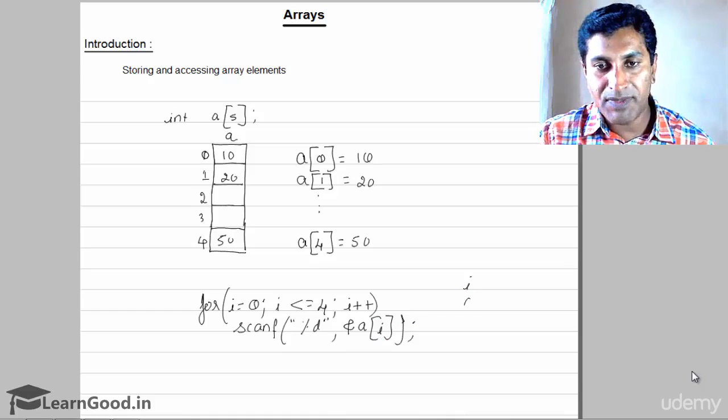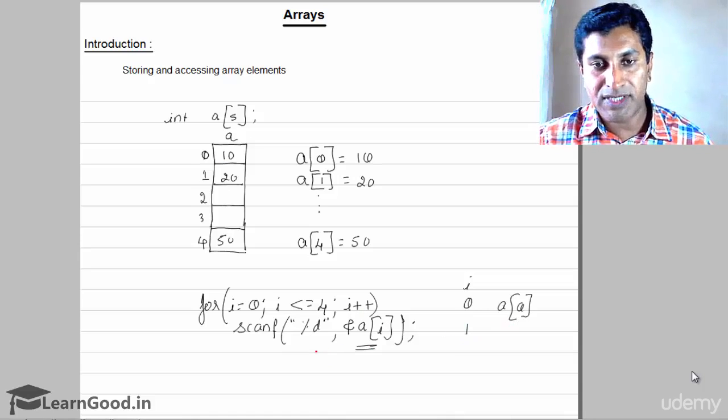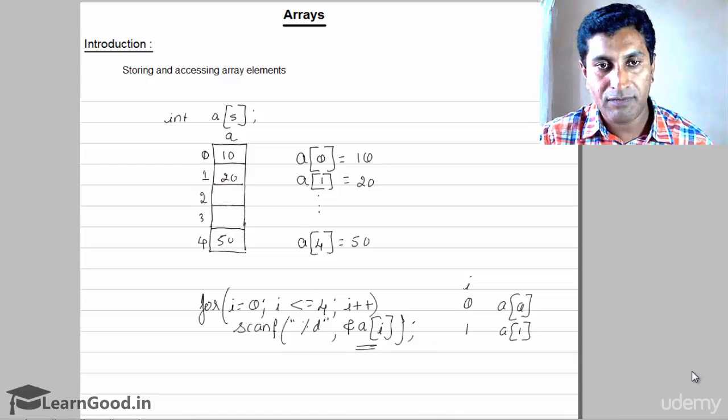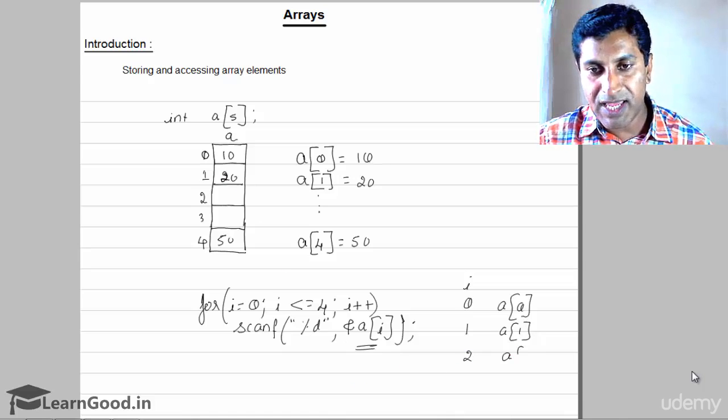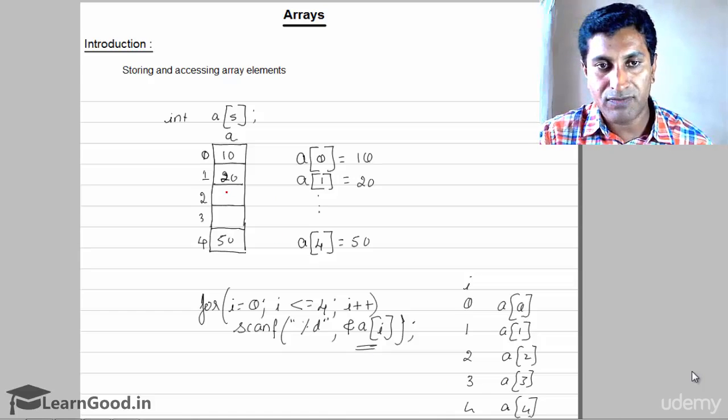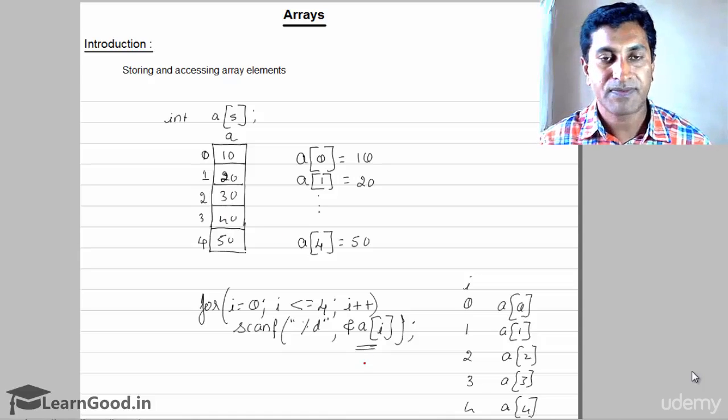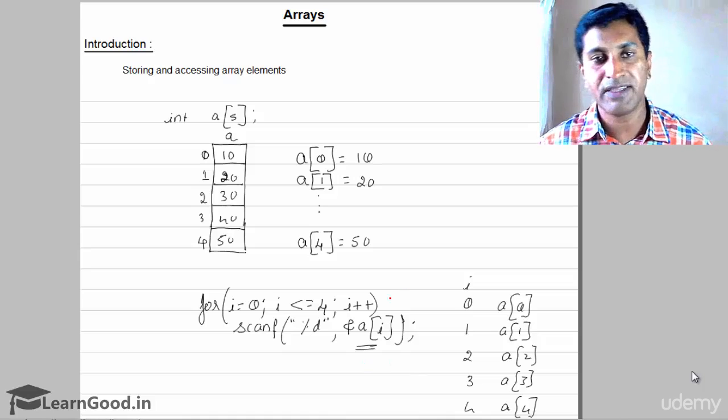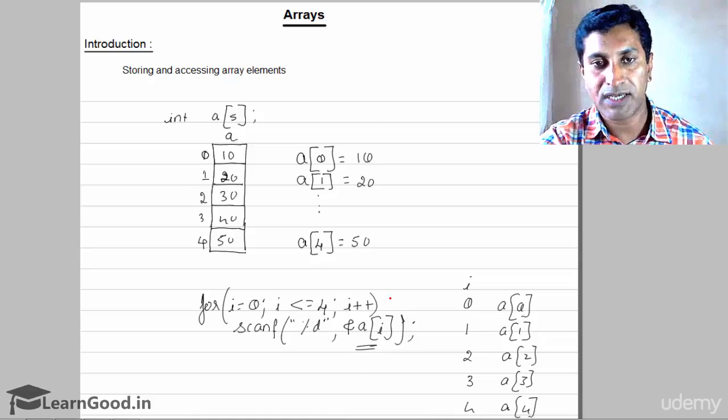So the first time, I value will be 0, so it will take this as A of 0. That means if I give 10, the 10 will be stored in that first location. Same way, next it goes back, I value is 1 and it takes this as ampersand of A of 1. If I give 20, then 20 will be stored in the second position. Same way, when I value is 2, it will read your A of 2 location value. When I value is 3, it will read your A of 3 location value. When I value is 4, it will read your A of 4 location value. Let's take that the data is given like this. So this is how we read the data and store it into that array.